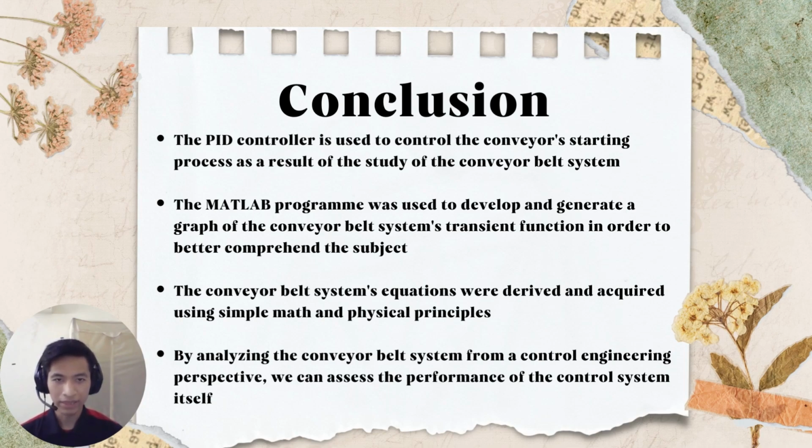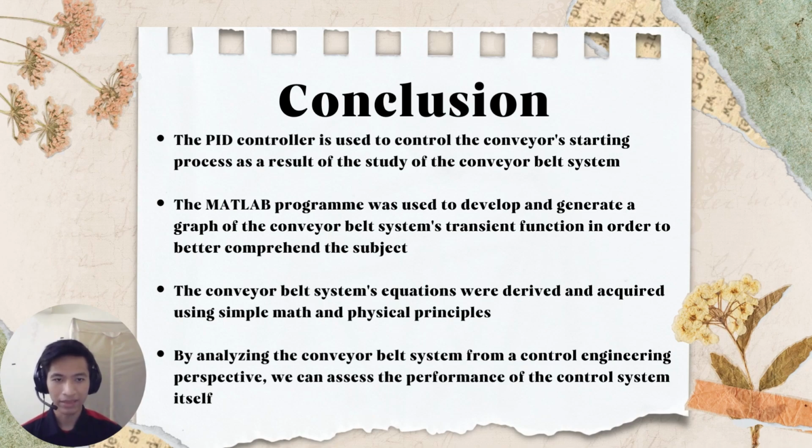For the conclusion, the PID controller is used to control the conveyor starting process as a result of the study of the conveyor belt system. It makes the conveyor belt system reasonably controlled, allowing for systematic speed control and smooth startup. This approach better utilizes the carrying capacity, lowering the power requirement for the conveyor belt system. The MATLAB program was used to develop and generate a graph of the conveyor belt system transfer function in order to better comprehend the subject.